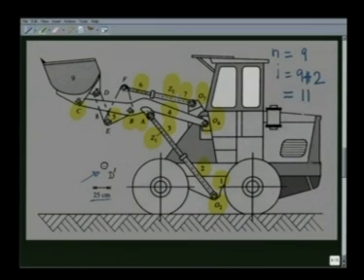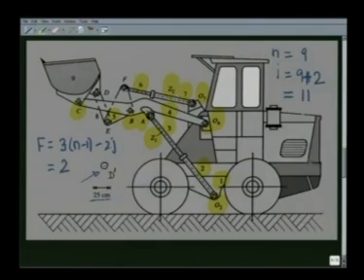11. If we remember our formula to calculate the degrees of freedom, that is F is equal to 3 times (n minus 1) minus 2J, which gives us 3 into 8 is 24, minus 2 into 11 is 22, that is F is equal to 2. Thus, it is a 2 degrees of freedom mechanism. Because we have 2 independent inputs at these 2 hydraulic actuators, it is a constrained mechanism.